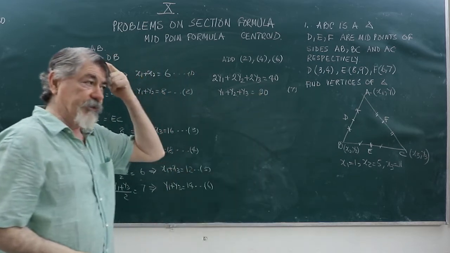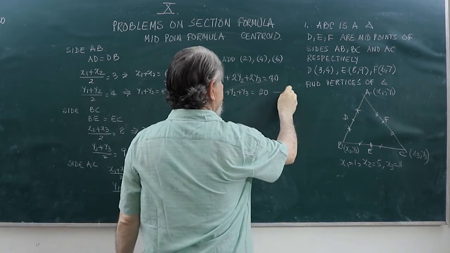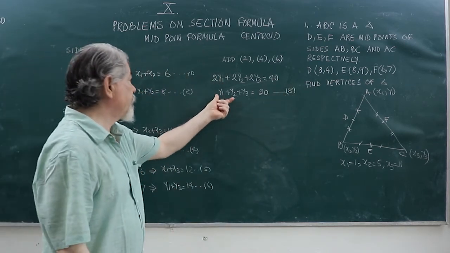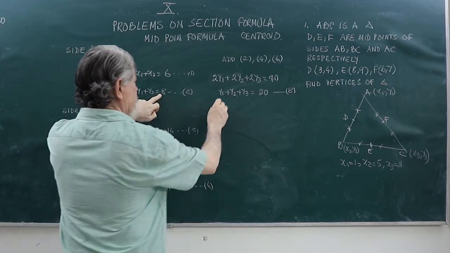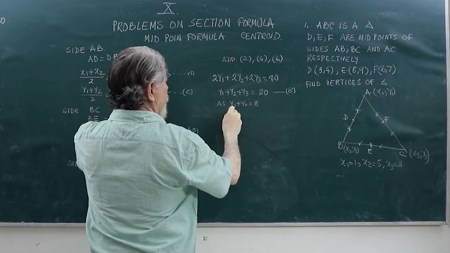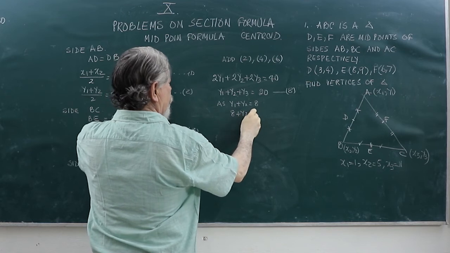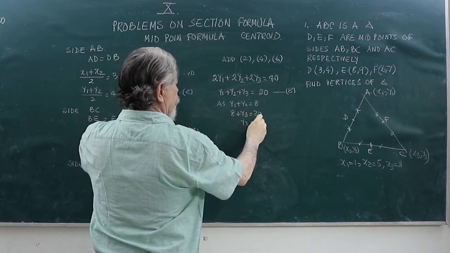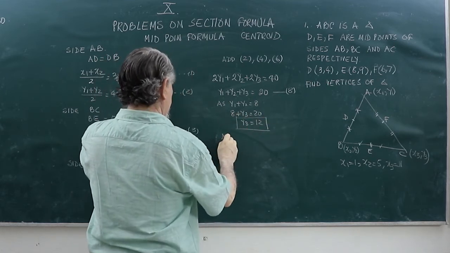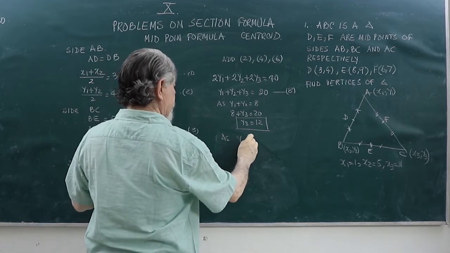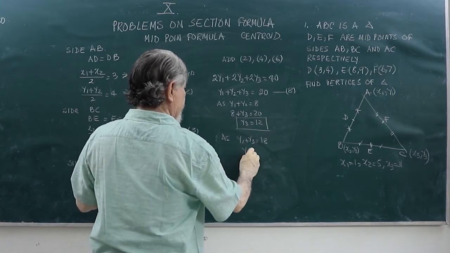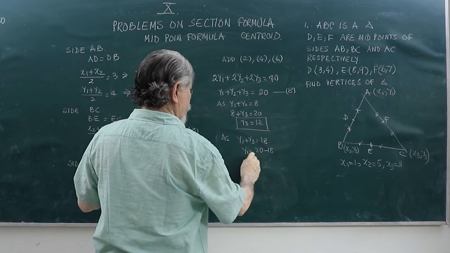We divide the whole equation by 2. Let me name this equation 8. The last one was 7. Now I will substitute the value of y1 plus y2. y1 plus y2 is 8, so I'll put 8 plus y3 is equal to 20, or y3 will be 12. We got the value of y3: 20 minus 8 is 12. As y2 plus y3 is 18, y1 will be 20 minus 18, so y1 will be 2.